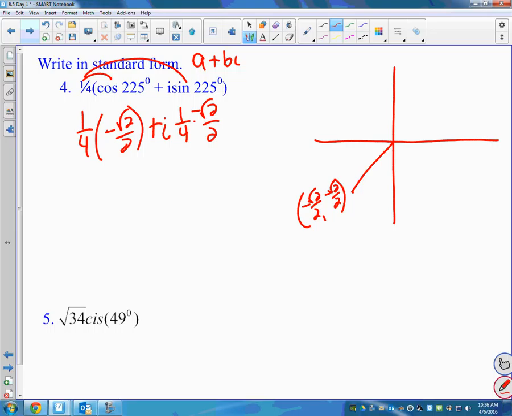And then you just have to make sure you simplify it correctly. There's not much to simplify here. Nothing cancels out. That would just be negative square root of 2 over 8 minus square root of 2 over 8 with an i somewhere in there. So standard form is just breaking it back up as a plus bi.